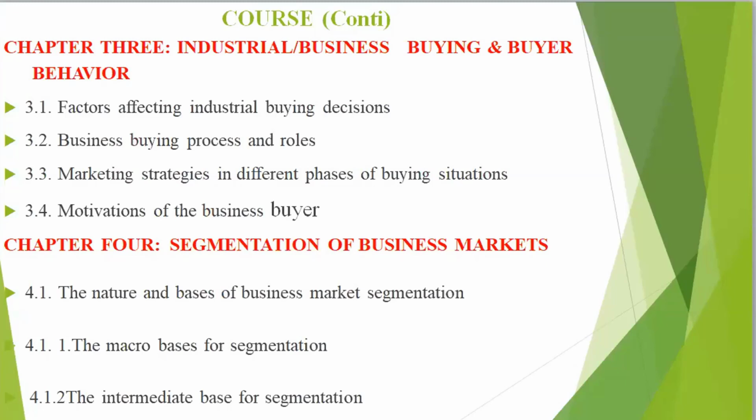So in this case, we will see 3 types of buying situation: new buying situation, modified buying situation, and routine buying situation. Routine, in a sense, means every day the purchaser may purchase different supplies. So these types of purchase are known as routine purchase process.